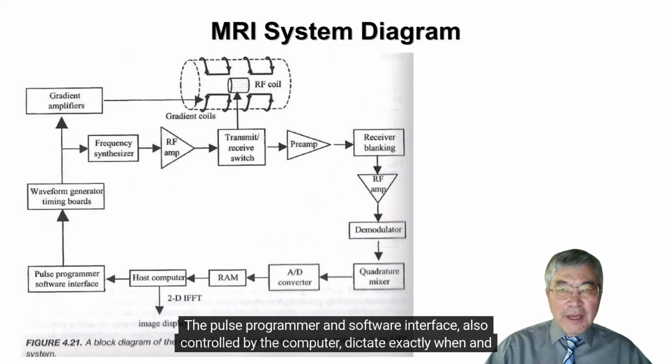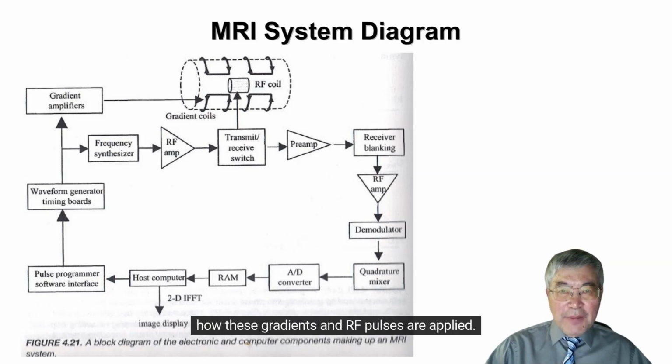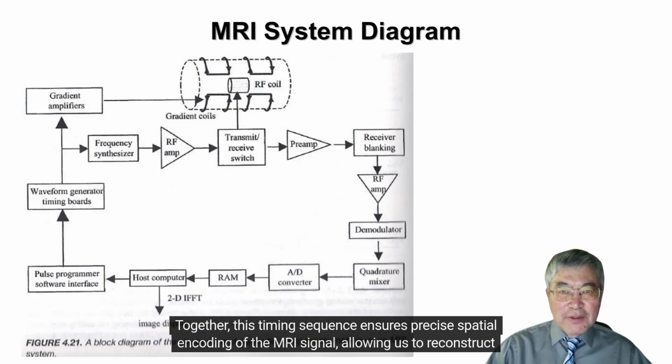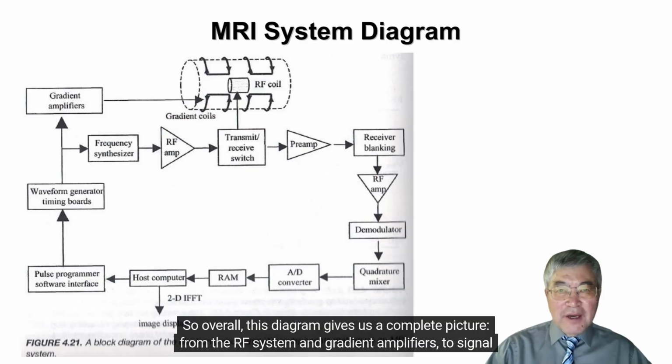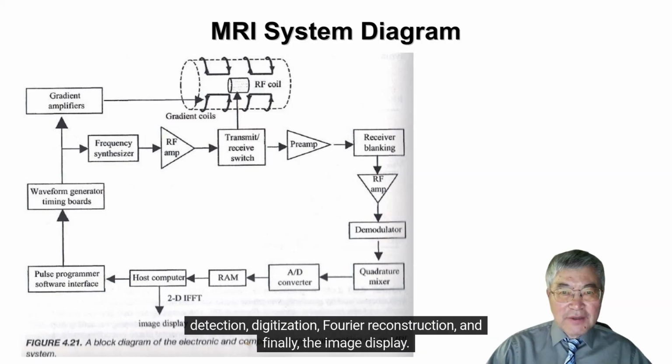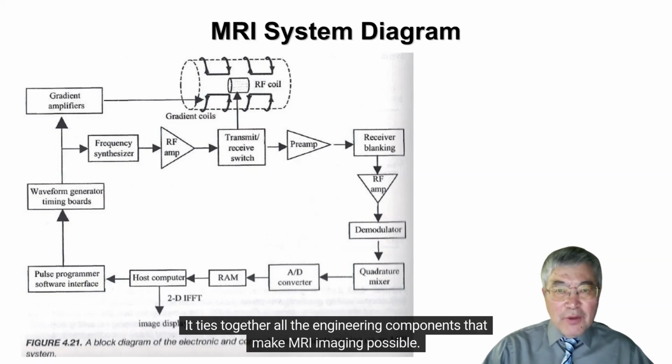The pulse programmer and software interface, also controlled by the computer, dictate exactly when and how these gradients and RF pulses are applied. Together, this timing sequence ensures precise spatial encoding of the MRI signal, allowing us to reconstruct high-resolution images. So overall, this diagram gives us a complete picture. From the RF system and gradient amplifiers to signal detection, digitization, Fourier reconstruction, and finally, the image display. It ties together all the engineering components that make MRI imaging possible.